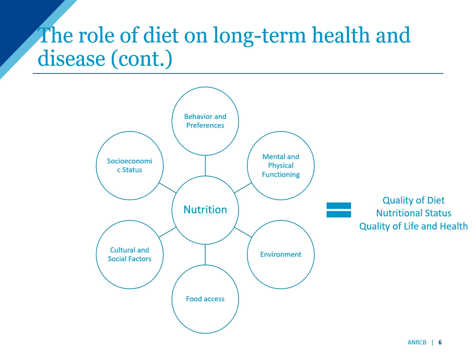So human nutrition can be affected by the behavior and preferences of the individual, their socioeconomic status, the cultural and social factors that surround them, the food accessibility and availability, the environment, and even the mental and physical functioning. And all of these factors will determine the quality of diet, the nutritional status of the individual, and even the quality of life and health.